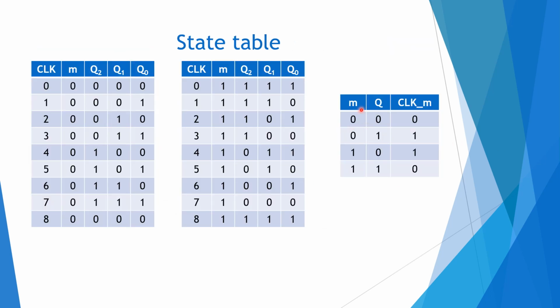Here we can see, when M is equal to 0, the clock to the next flip flop input is the same logic, not inverted, it will be non-inverted. And when M is equal to 1, the output clock will be inverted, that is, it will be Q bar. And you can see in the state table, when M is equal to 0, it will be counting from 0 to 7, and when M is equal to 1, it will be counting from 7 to 0.